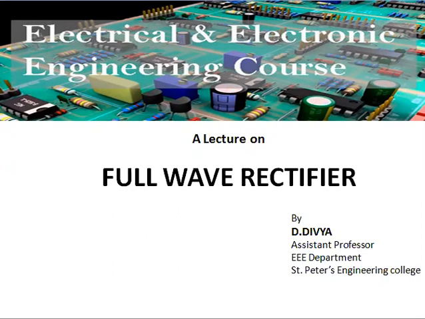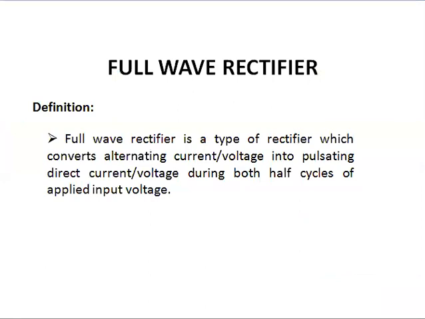So in this lecture, I want to revise the full wave rectifier. First of all, what is meant by a full wave rectifier? A full wave rectifier is a type of rectifier which converts the alternating current or voltage into pulsating direct current or voltage during both half cycles of the applied input voltage.